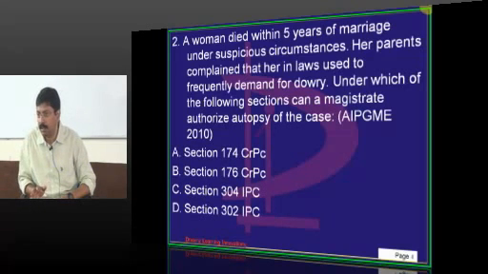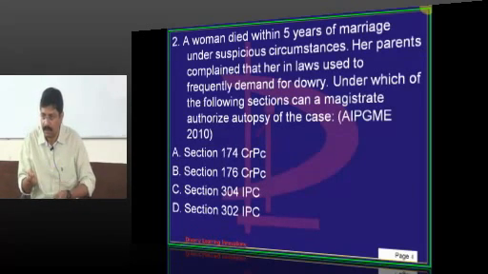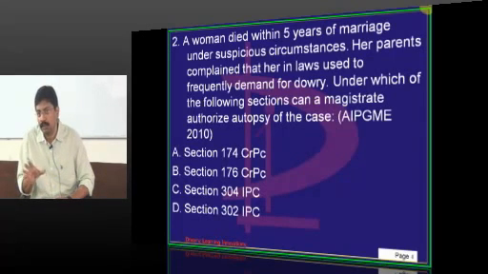304A is closely related to doctors. It is a rash and negligent act. Okay, it can also be a road traffic accident, driving a car rashly and negligently, or doing a surgery rashly and negligently without proper care. That is 304A. 304B is dowry death. Okay.